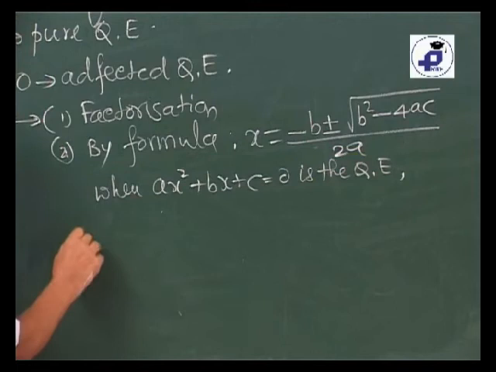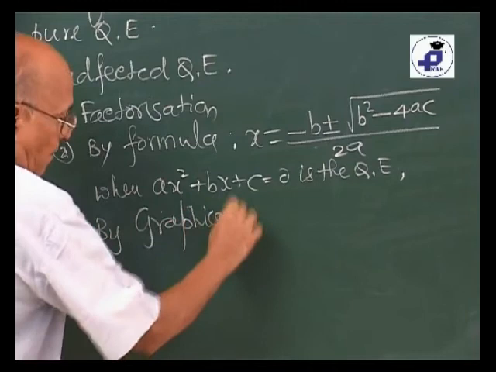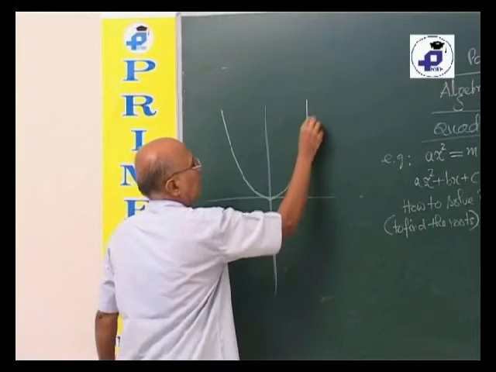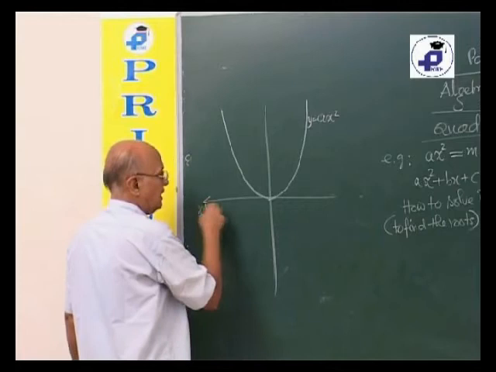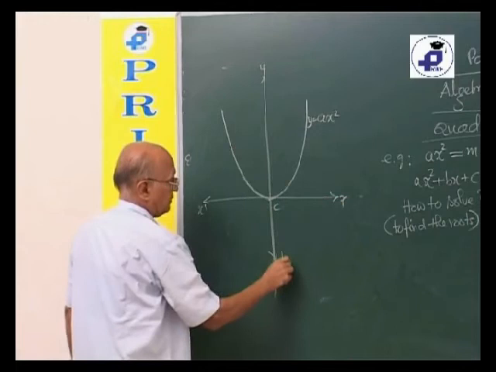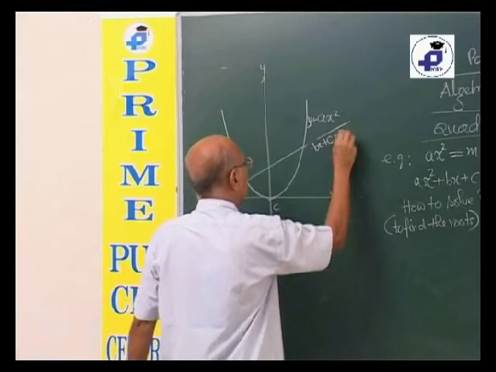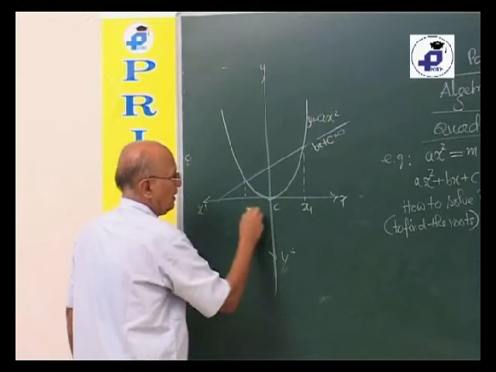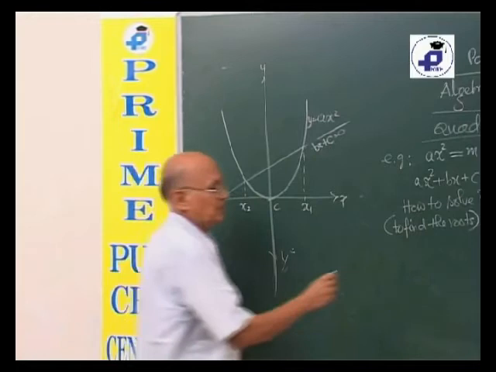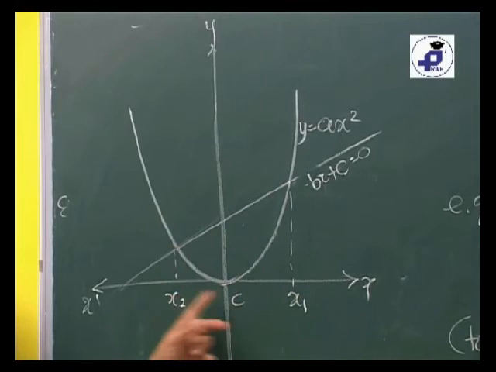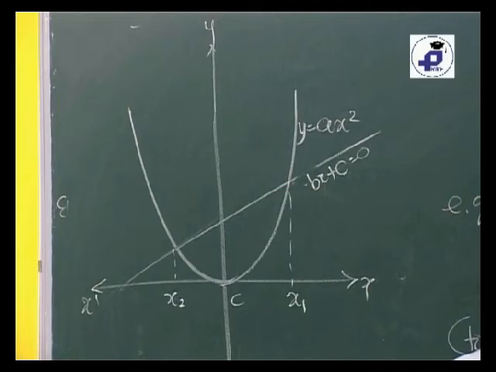And another thing you should remember is the graphical method. This is y is equal to ax square, with x dash, x, o, and then y, o, y dash. And here is this straight line, bx plus c is equal to 0. Then x1 is a root, x2 is a root. Please see this: where the parabola and the straight line cut each other, draw perpendiculars to the x axis, then you will get this value of x1, this x2. By graphical method, x1 and x2 are the roots of the equation.